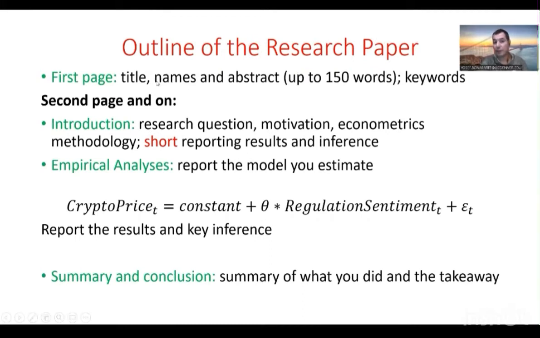The first page, I want to have a title, names, and abstract. The abstract up to 150 words. I need keywords. Like in my case, crypto regulation, sentiment, investors, regulation, sentiment, crypto prices, this kind of stuff. Second page: now, the first page is this. The second page is the rest.